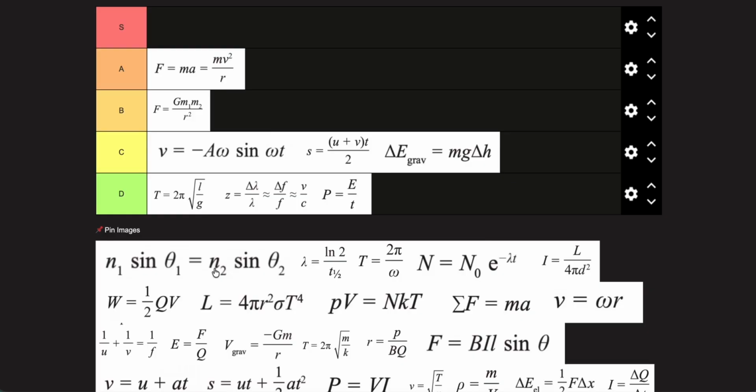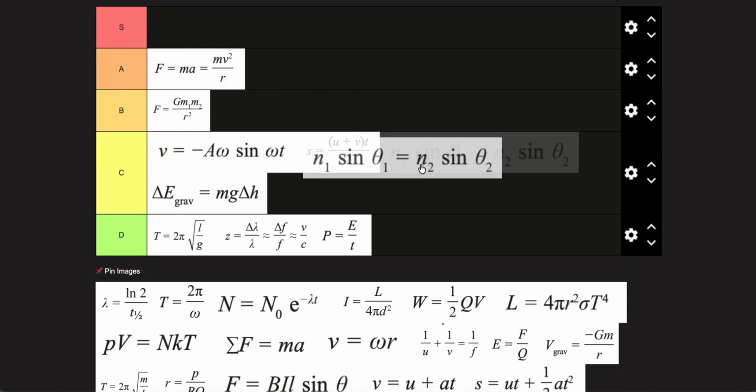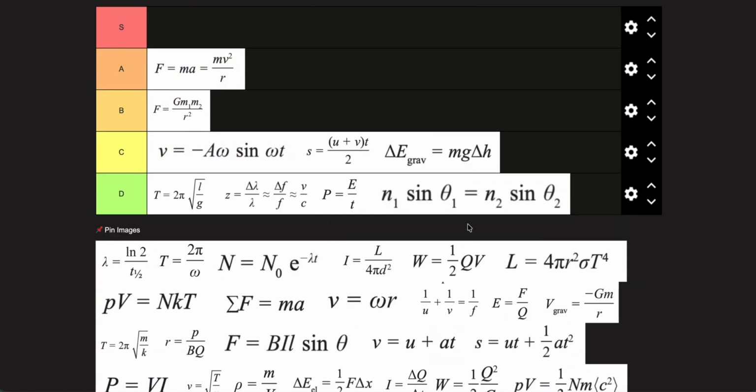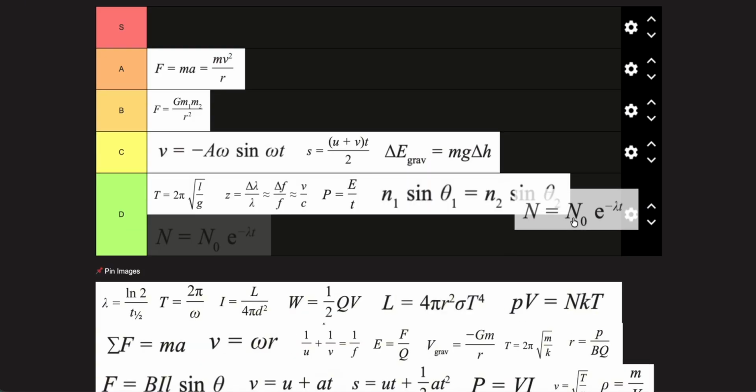It's optics. I know optics. I understand it. I wish I knew more about stuff like non-linear optics and weird materials and such, but I don't. I'm gonna put it tier D just because I don't find optics fascinating.